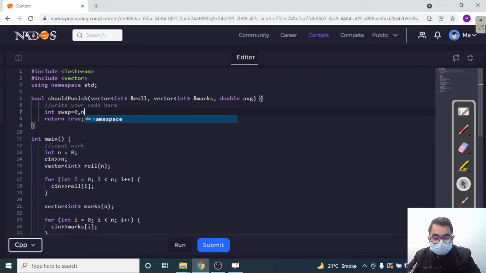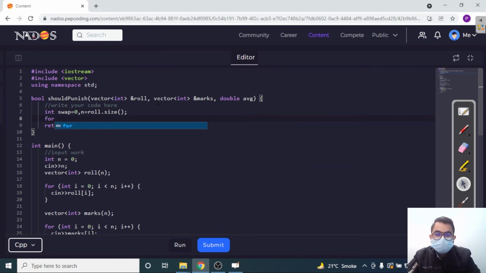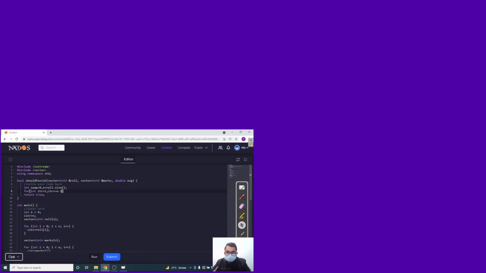Okay, let's take n as the number of students, which will be equal to roll dot size. Now we just need to do bubble sort. I hope you know the algorithm for bubble sort. I've already told you how we are doing the swapping and made the solution.